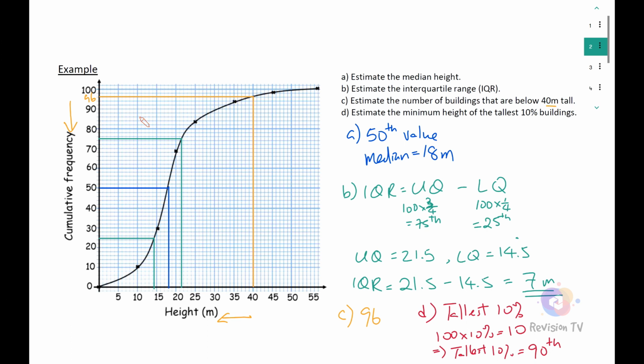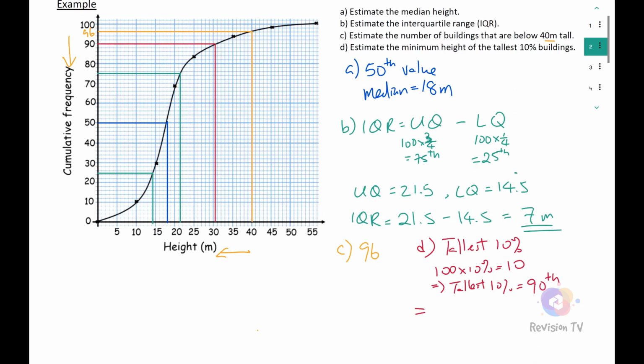Okay, so 90th building. So when you go on 90 here, and then we read off the line and go down. So I've got 30.5 now. So 30.5 meters. That number is the top 10%, the minimum height. So in order for you to get to the top 10%, you need to reach at least 30.5 meters, because the numbers after 90 will be taller and taller than 30.5. So the answer for part D will be 30.5 meters. That's the final answer. Okay.